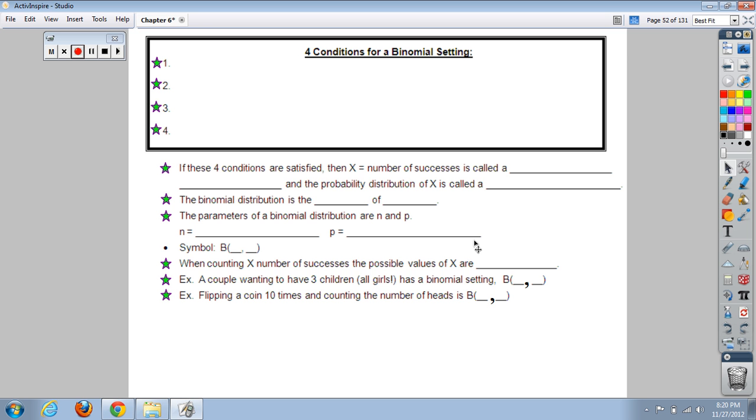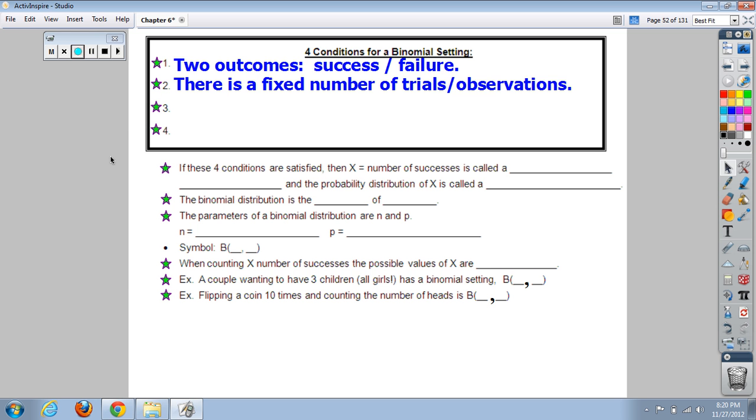And there are four conditions for calling a situation binomial, and you're going to have to memorize these four conditions. First condition, there's only two outcomes: something that you're going to call a success and something else that you will call a failure. Number two, there is a fixed number of trials or observations. For example, flipping a coin, you would say I'm only going to flip a coin 10 times, and that's it. That's a fixed number. Or if you say, I'm only going to have 4 children, you are fixing the number of children that you plan to have.